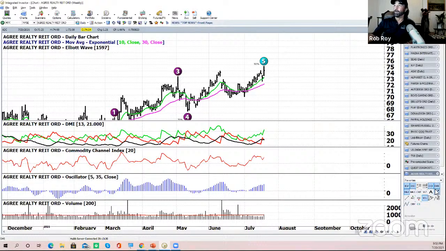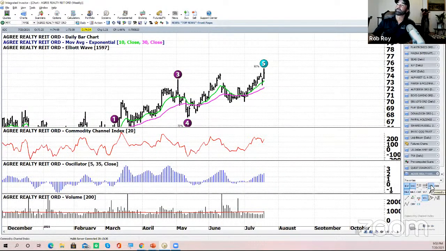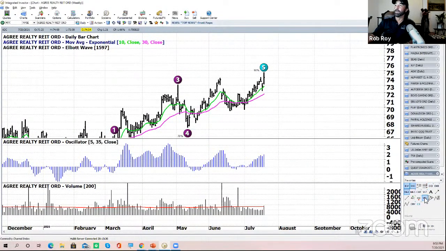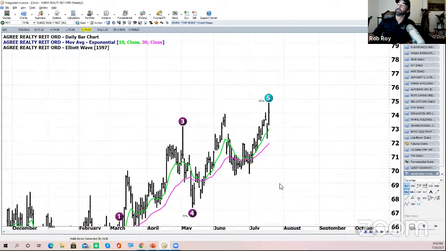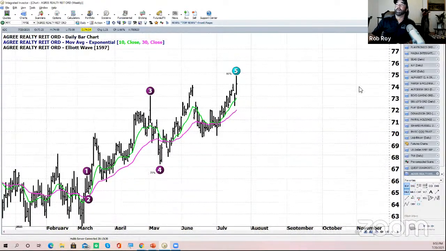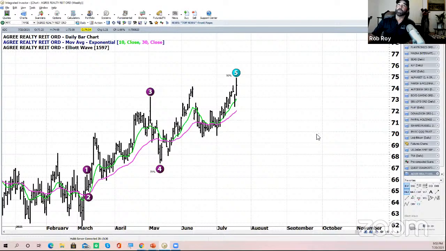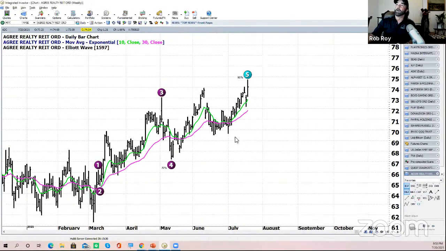Average volume today on a pretty good move. Again, the CCI is good. Oscillator supportive. 90% extension on the wave 5. So that could be a concern. Interest rates going back down. Is that going to rejuvenate the housing market? Lumber prices have come way down.